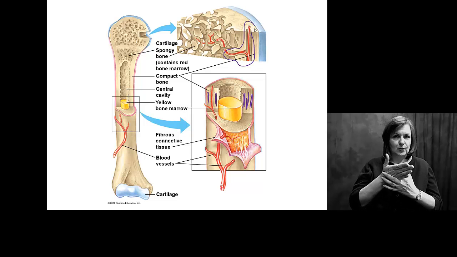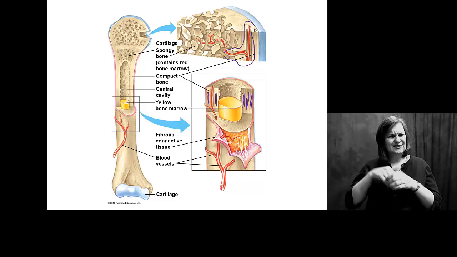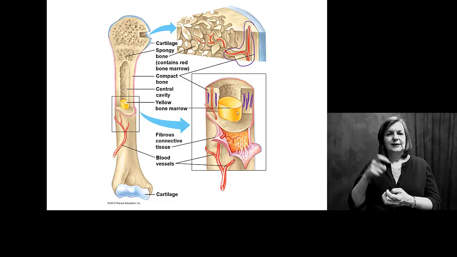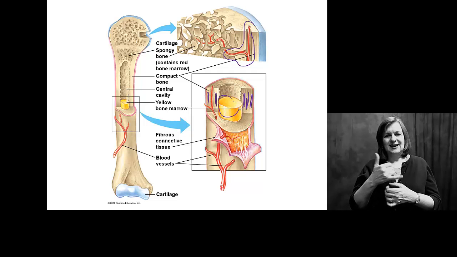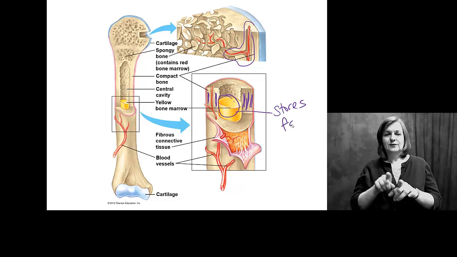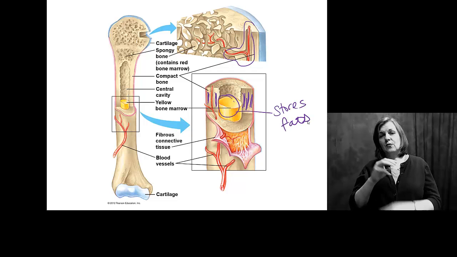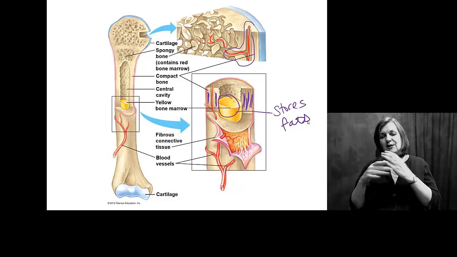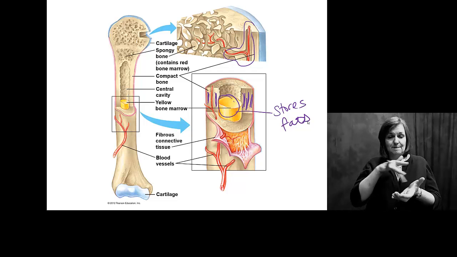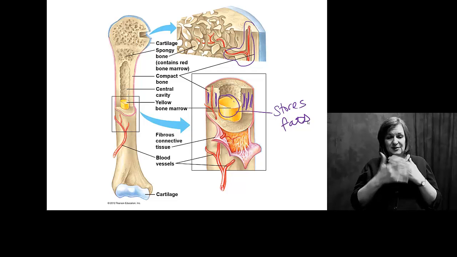And the reason we need to get blood vessels into your bones is because we've got to be able to get to the bone marrow. So in this case, yellow, which stores fats. But we also are going to have red bone marrow that's going to be producing blood cells for us. So if you make blood cells in the middle of your bones, you have to be able to get them out to the world, right? Out to the rest of your body.